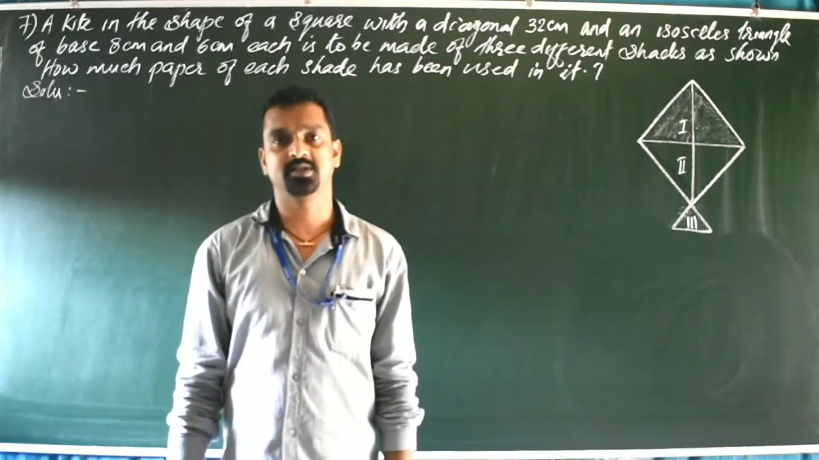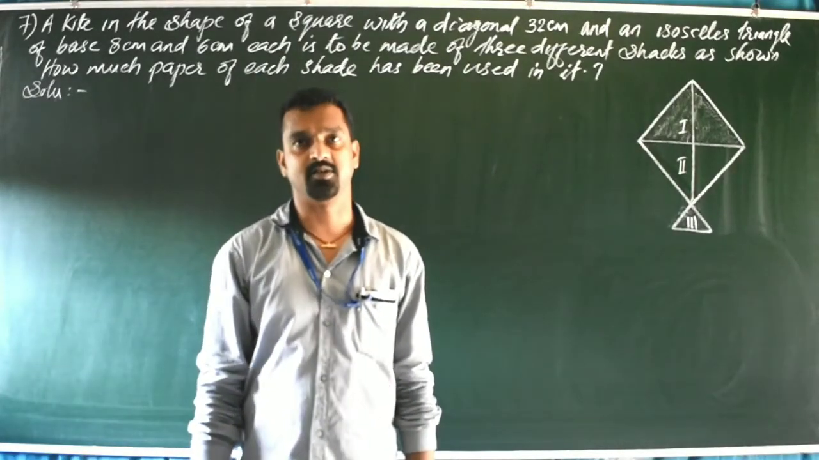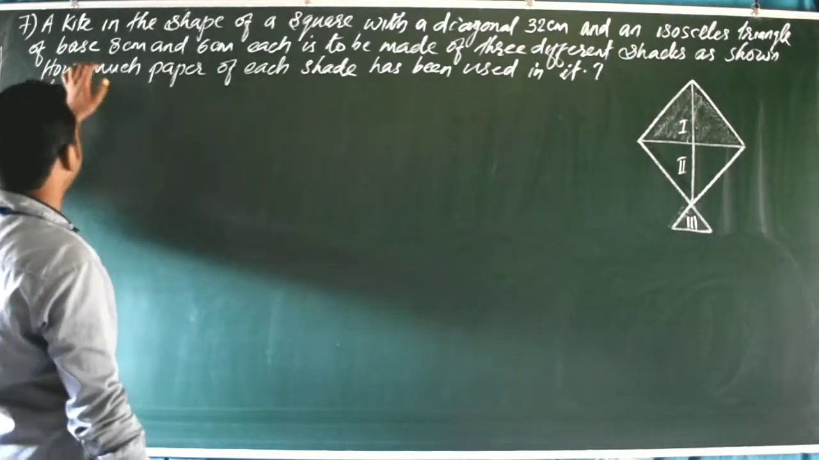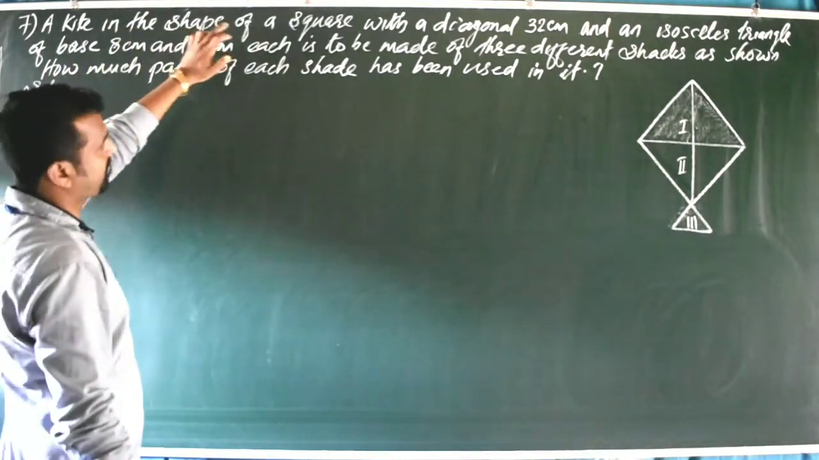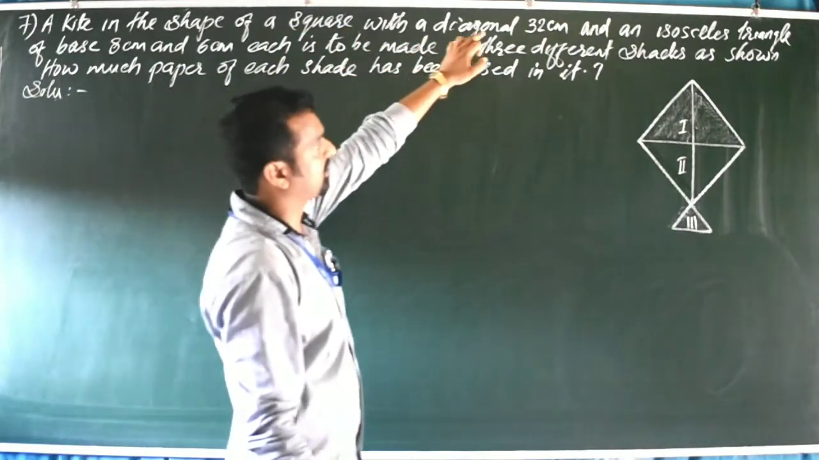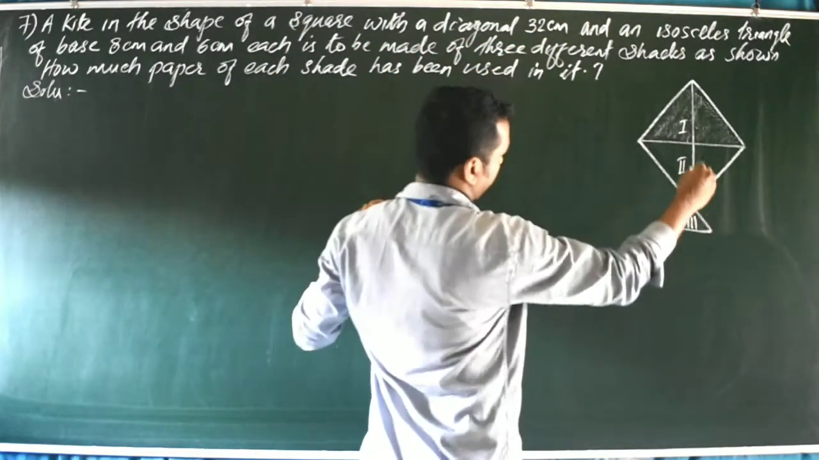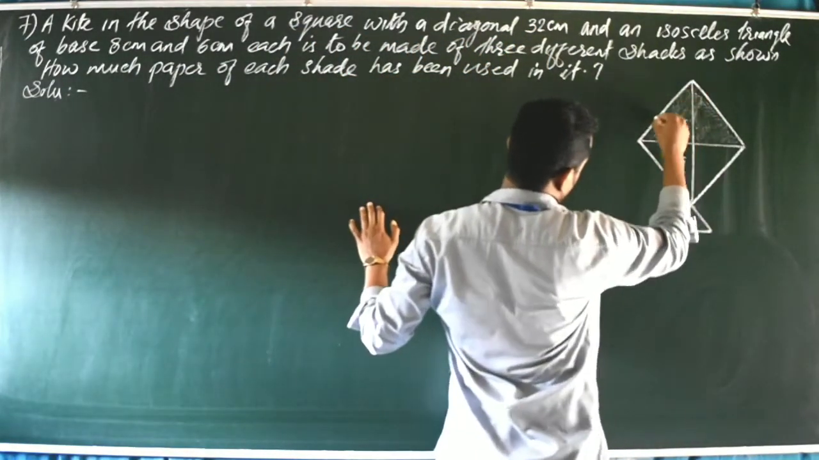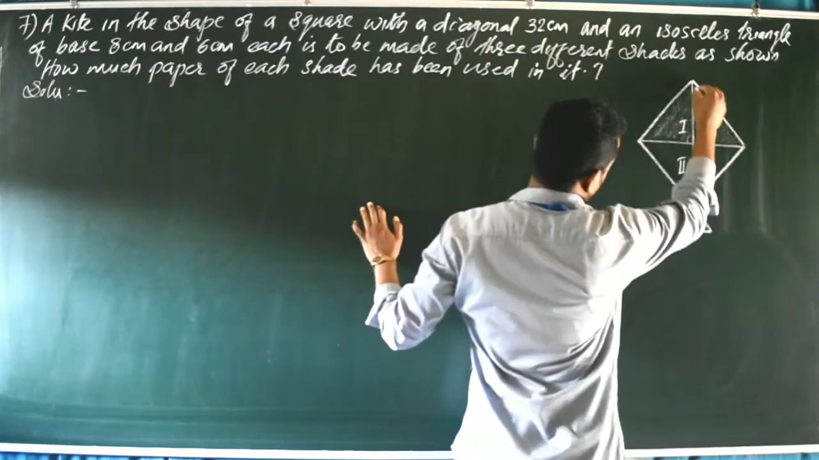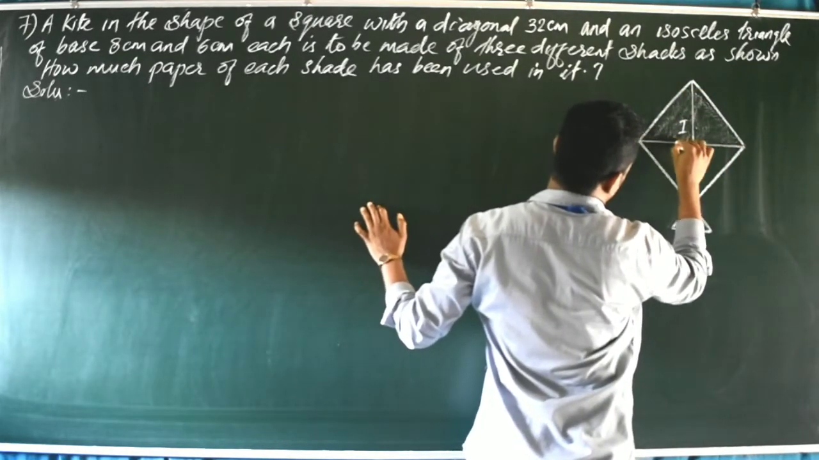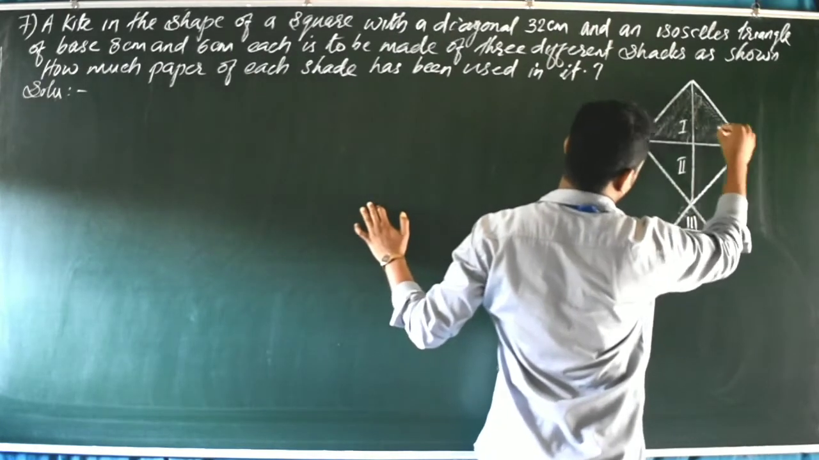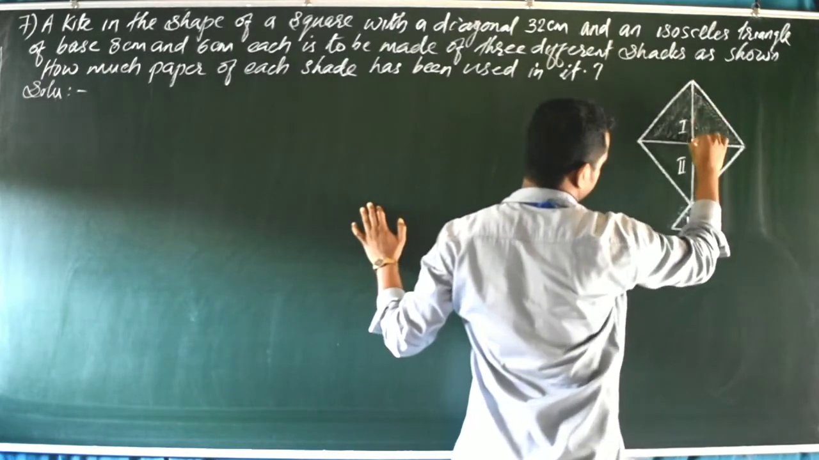Exercise 12.2, question number 7 we will study now. Let's see the question. A kite in the shape of a square with a diagonal 32 centimeter. A kite is in the shape of a square. This one is a square of diagonal 32 centimeter.